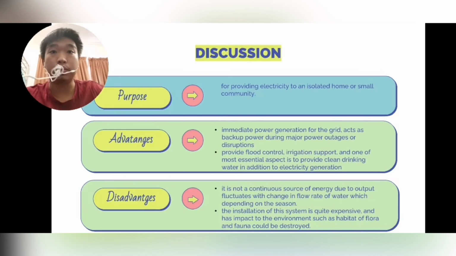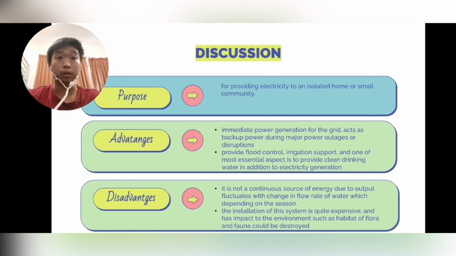Hi everyone, my name is Tang Ho Yuan. For today, I will present the discussion and conclusion. The purpose of micro hydro system is for providing electricity to an isolated home or small community. The advantage of micro hydro system is immediate power generation for the grid, as in backup power during major power outage or disruption, and provide flow control irrigation support. And one of the most essential aspects is to provide clean drinking water in addition to electricity generation.